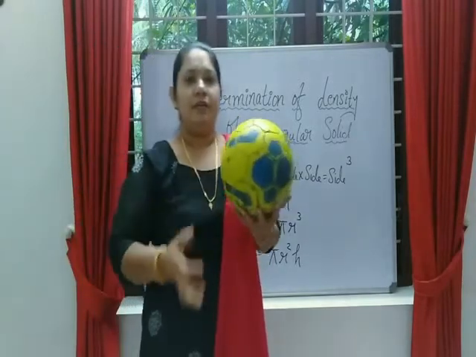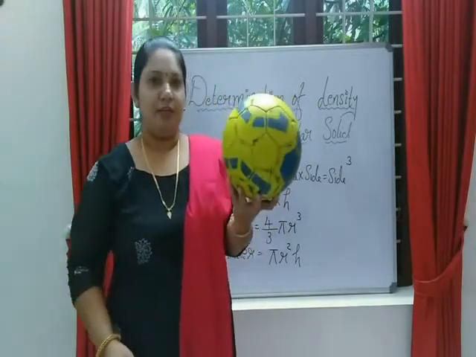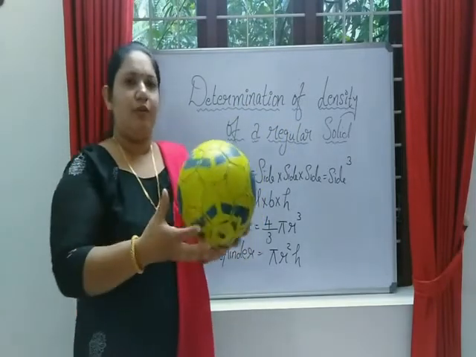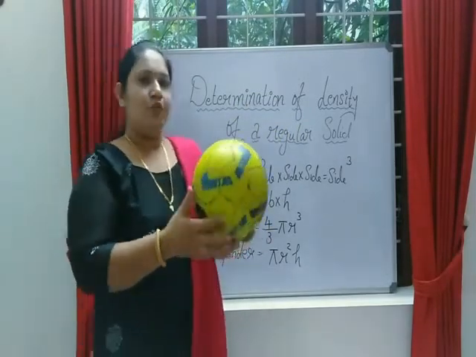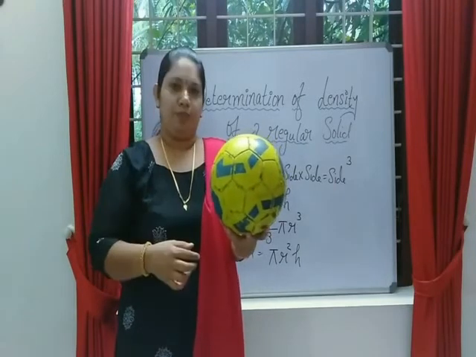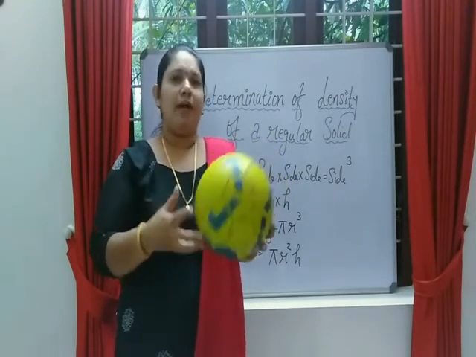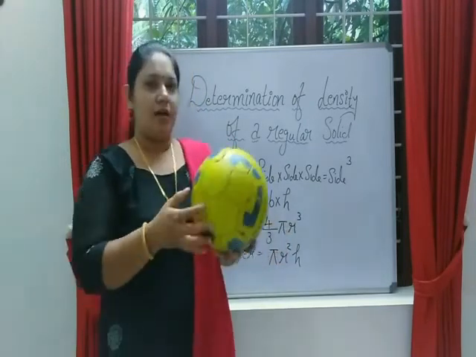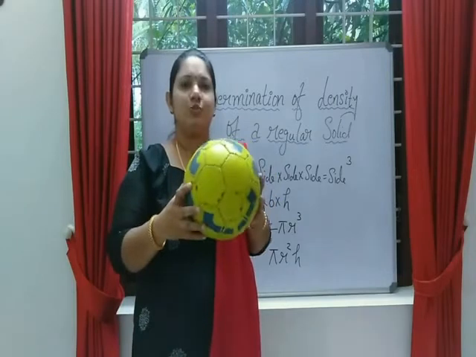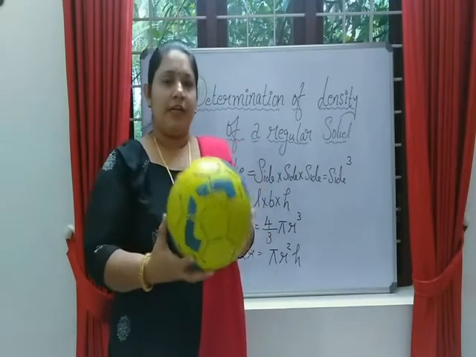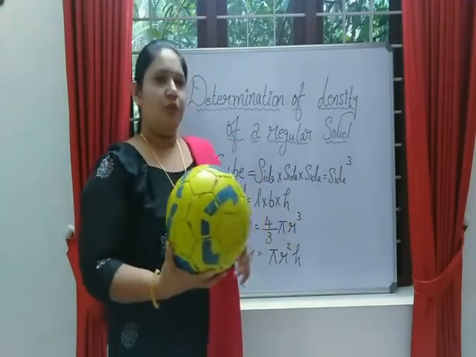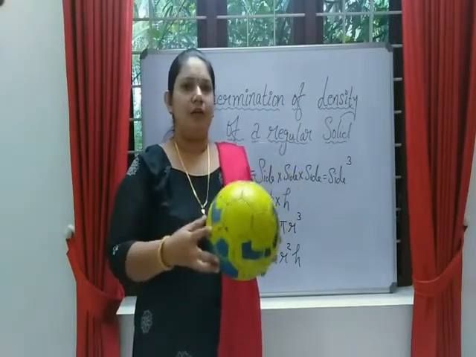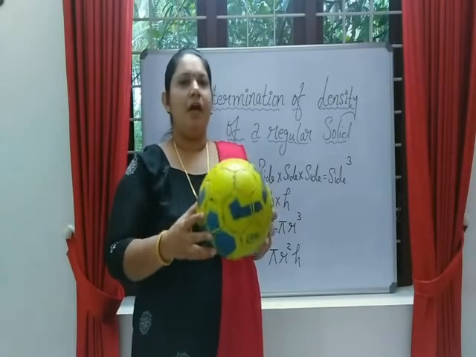And the third one is sphere. Okay, you all are familiar with a sphere. So how will you find the volume of a sphere? The formula is 4 by 3 pi r cube. 4 by 3 pi, the value of pi is 3.14, into r cube. What is r? R means the radius of the sphere. So for finding the volume of this sphere, we have to use the formula 4 by 3 pi r cube.